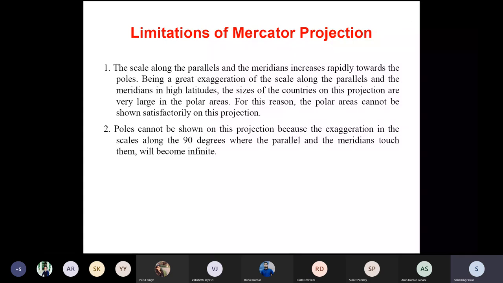The scale along the parallels and the meridians increases rapidly towards the pole. Because of the great exaggeration of the scale along the parallels and the meridians in high latitudes, the size of the countries on this projection is very large in the polar areas. For this reason, the polar areas cannot be shown satisfactorily on this projection. Poles cannot be shown on this projection because the exaggeration in the scale along the 90 degrees, where the parallels and the meridians touch, will become infinite. So these are the limitations of the Mercator projection. In simple words, you cannot represent anything that is located on or near the pole because of the exaggeration, because of the scaling.